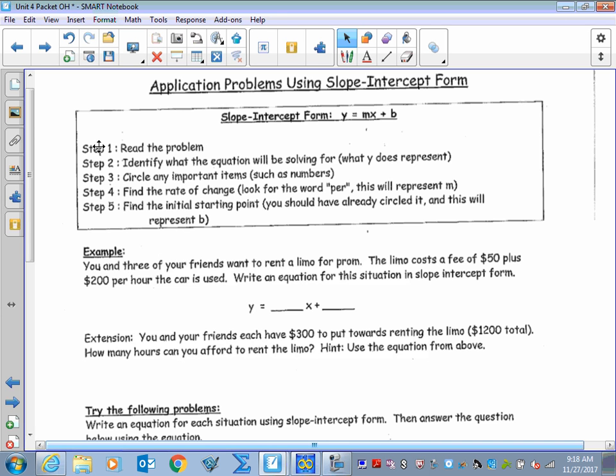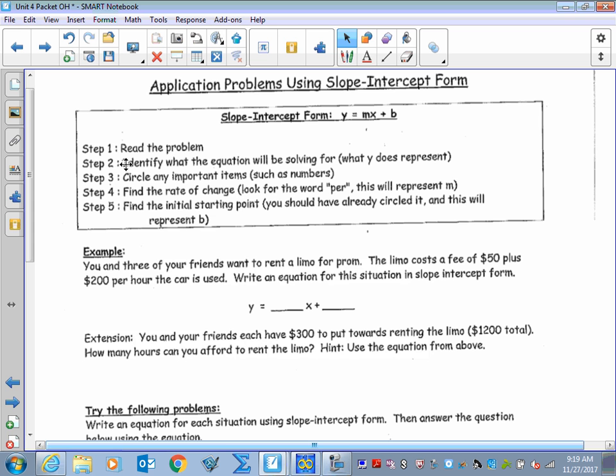At the top of page 20, you'll see some steps. There are 5 steps, and of course, the first step says read the problem. Since all of these will be written, these are actually made so you can write them in slope-intercept form. Not all word problems are like this. This is a certain type of word problem where you can solve them by writing it in slope-intercept form. So that's y equals mx plus b.